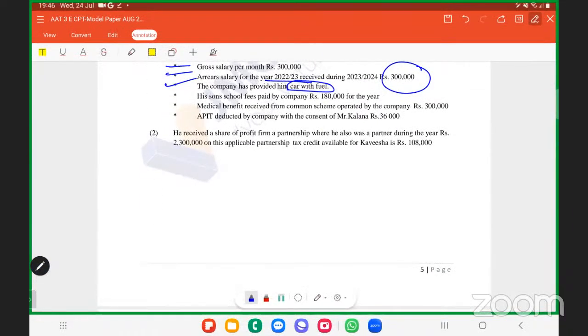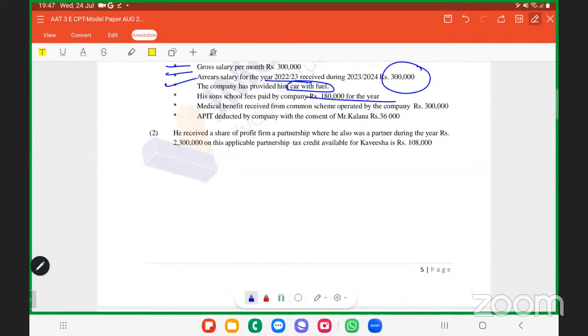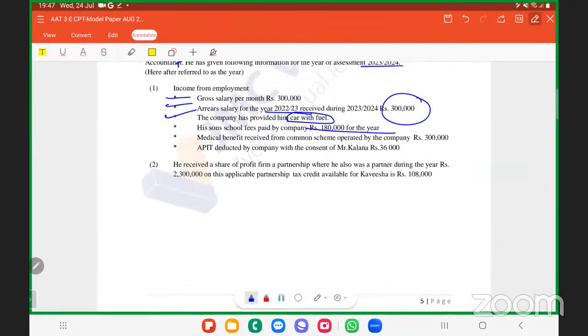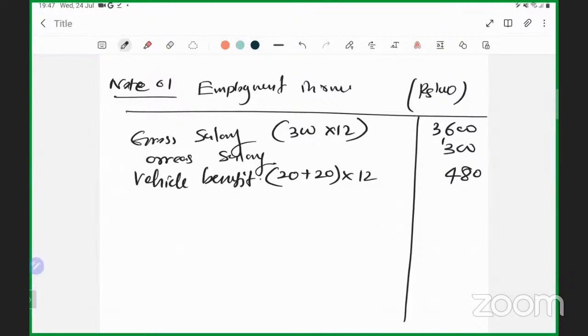Next one, his son's school fee paid by the company, 180,000 for the year. That means, my dear students, that is a benefit to that employee. Why did that employee's son receive the admission or the reimbursement of the school fee? Because Mr. Kalana works in a particular organization. Otherwise, Mr. Kalana's son would not receive that particular benefit. Therefore, there is a benefit because of the employment. If there is any benefit because of the employment, my dear students, we have to take that as a part of employment income.